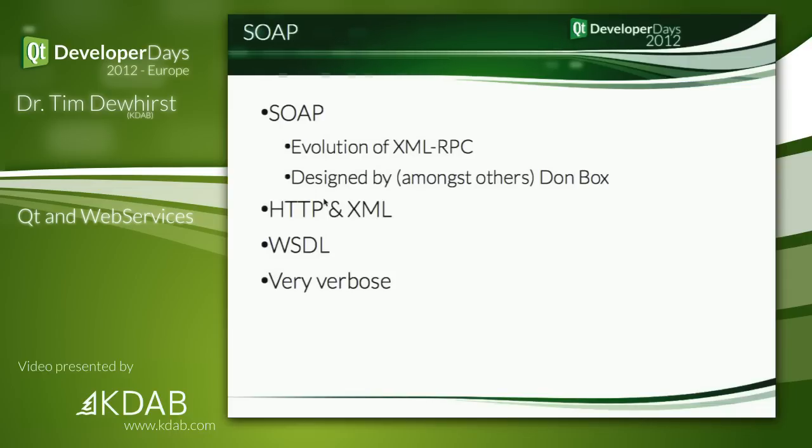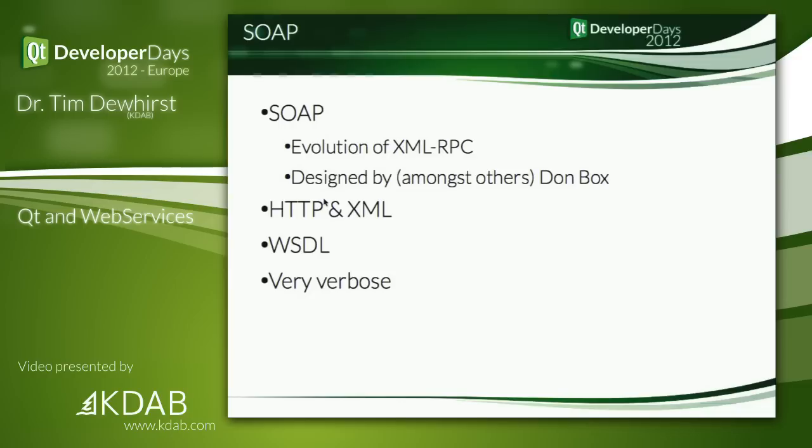So starting with SOAP. Originally, it stood for Simple Object Access Protocol. It's an evolution of XML-RPC. And does anyone know who Don Box is? No? No? So he was one of the original designers of COM. And if you're familiar with COM and the level of engineering that's involved in COM and some of the interfaces that are exposed across COM, you might have a bit of a hint about what SOAP looks like, right? In general, it's HTTP and XML.